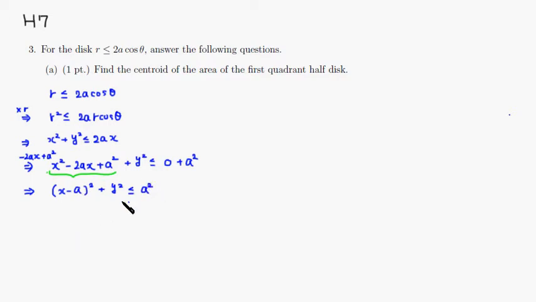So we can see that this is a disk centered at (a, 0) with radius a. If you sketch the graph, you have the x-axis and y-axis. Here is a. The point (a, 0) is the center, and the radius is a, so the circle reaches 2a there. Then you have a circle which looks like this.